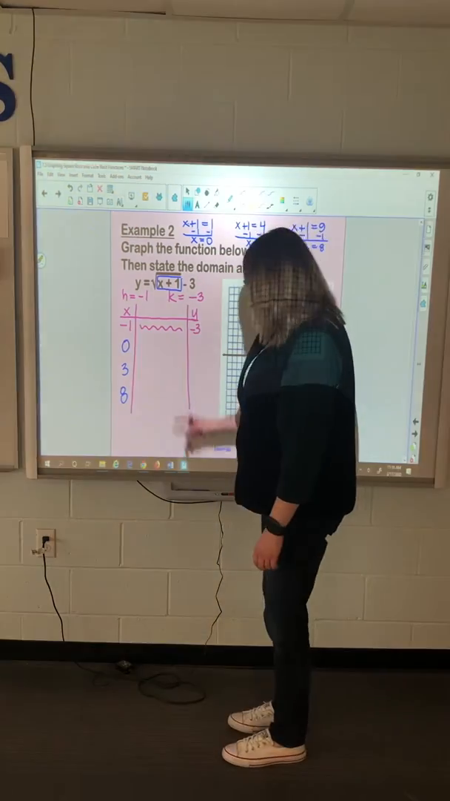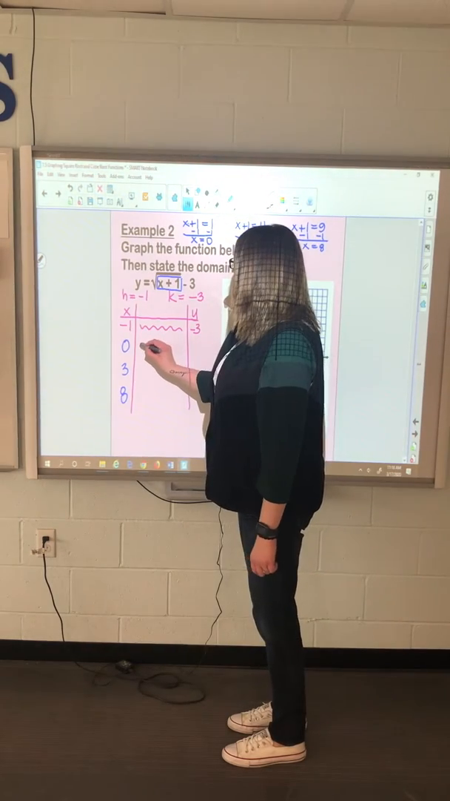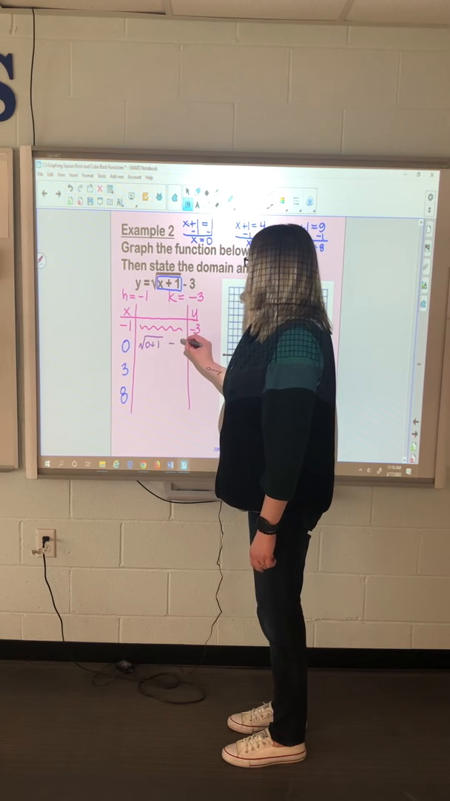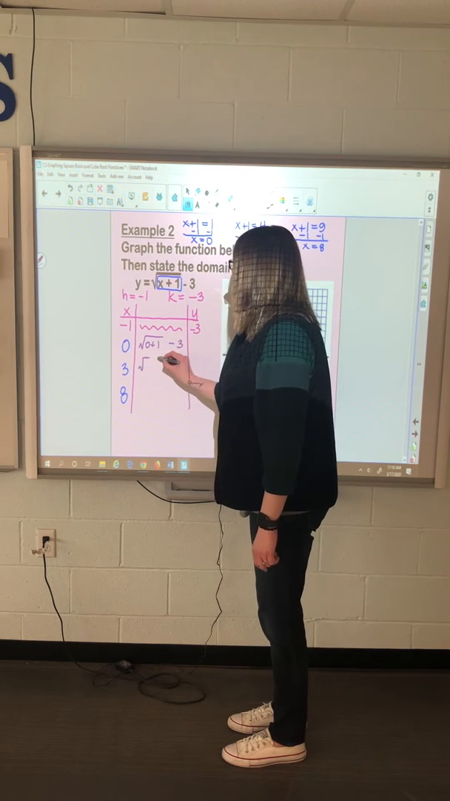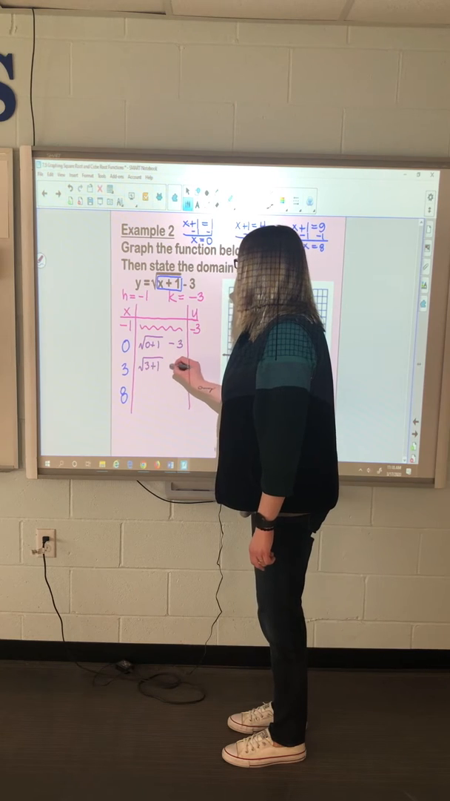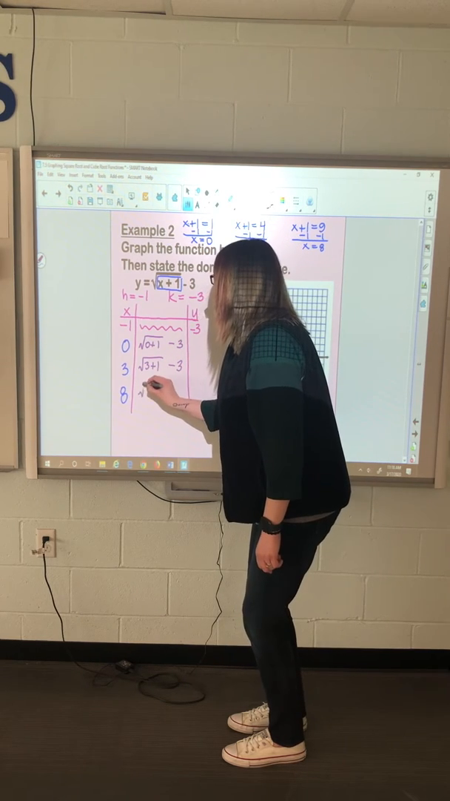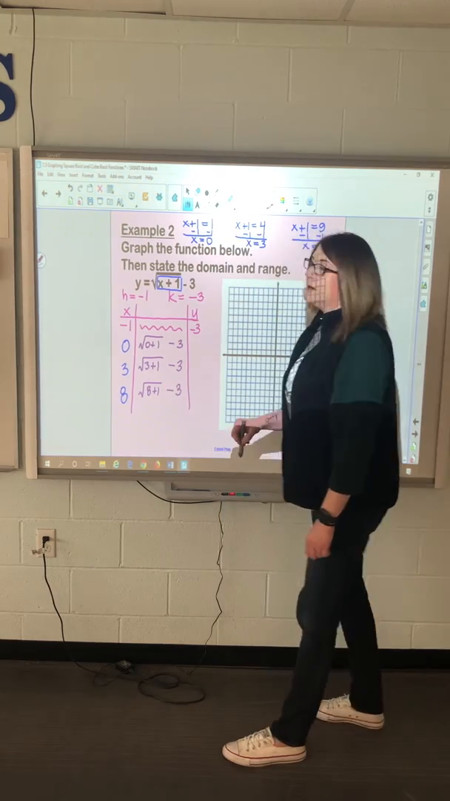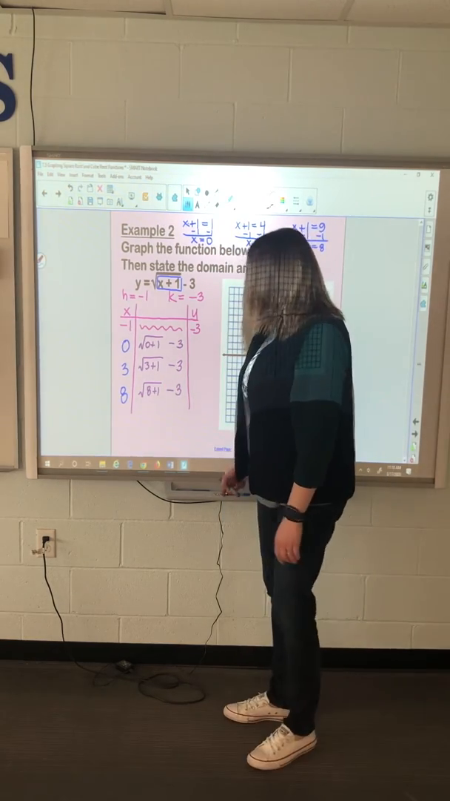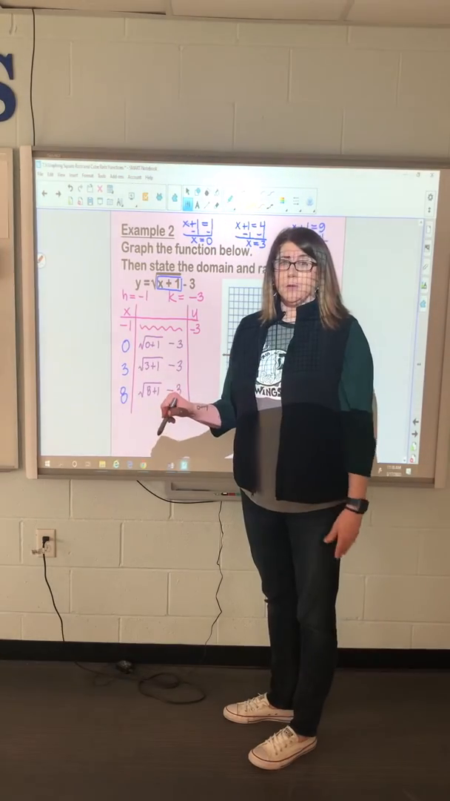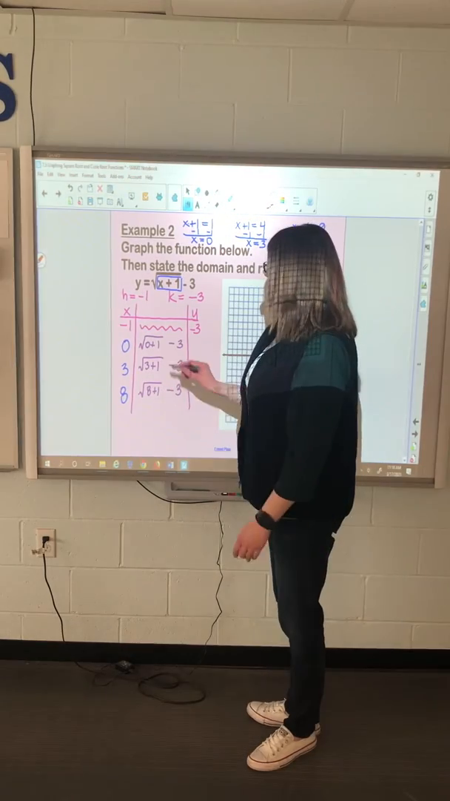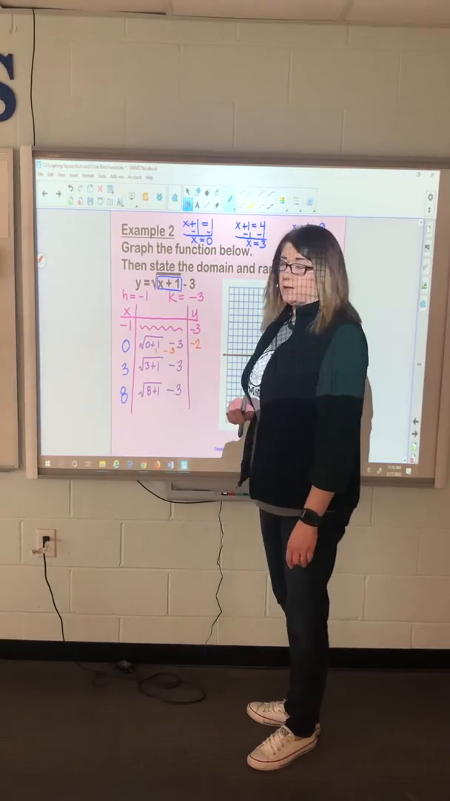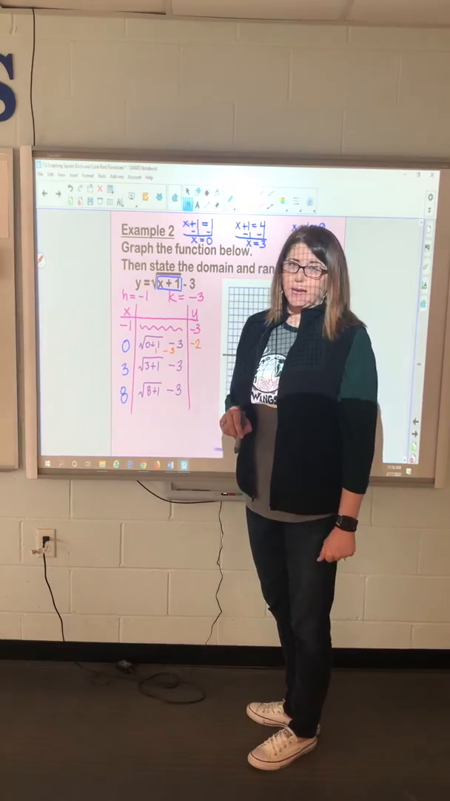So in the middle, here's where I'm going to show my work. So I have the square root of 0 plus 1, and then behind it -3. This one I'm going to have the square root of 3 plus 1 minus 3. And then this one we're going to have the square root of 8 plus 1 minus 3. So let's do some math together. 0 plus 1 is 1, which is a perfect square. The square root of 1 is 1, and 1 minus 3 is -2. So there's my second ordered pair, 0, -2.